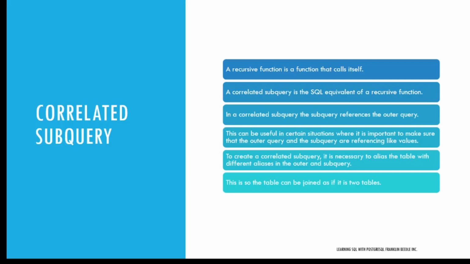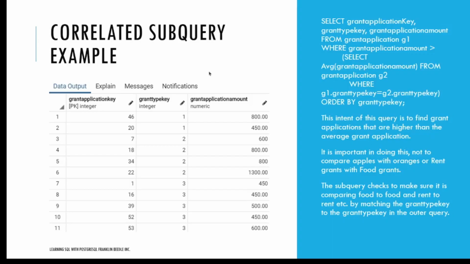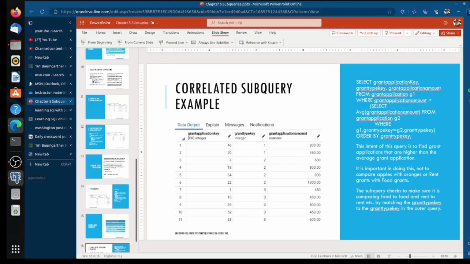And this can be useful in certain situations where it's important to make sure that the outer query and the inner query are referencing the same values. To create a correlated subquery, it is necessary to alias the table with different aliases in the outer query and the subquery. And this is so the table can be joined as if it's two different tables. So, let's look at an example of that.